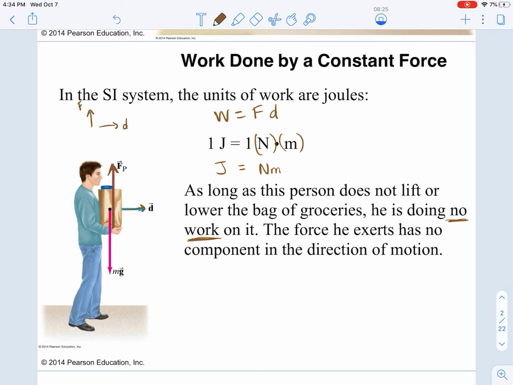It says the force he exerts has no component in the direction of the motion. So our force and our direction of the displacement need to be in the same direction, okay? We've got to be parallel for those two vectors. So this would be an example of no work done.